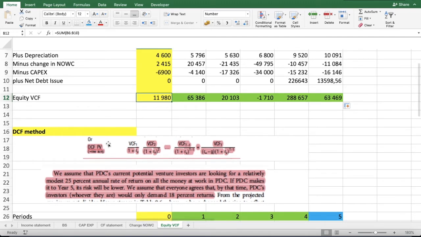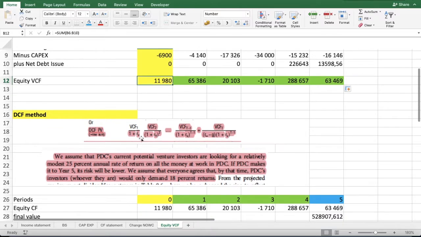Let's start with the discounted cash flow method. So this is the formula. The present value is equal to each one of the future cash flows divided by 1 plus the discount rate, except for the final payment, this one. Because by year 5, the firm will not cease its activity.